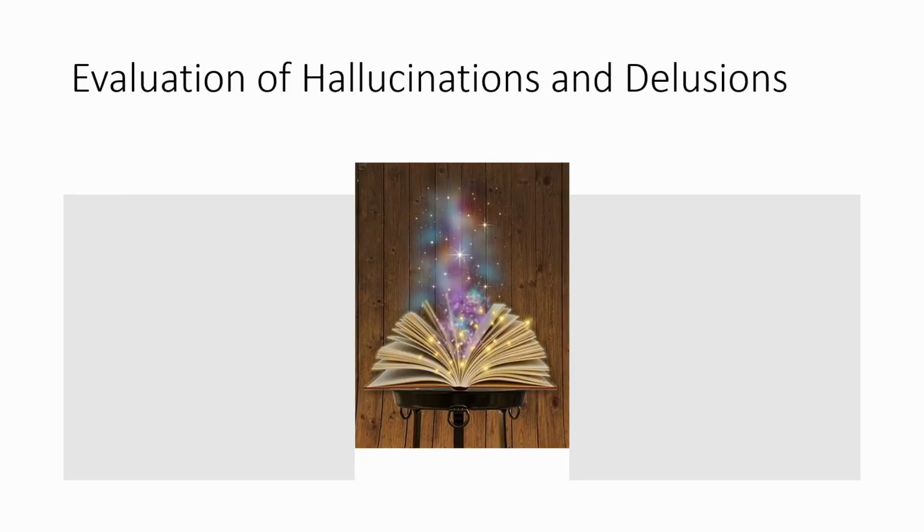Now that you know the criteria for schizophrenia, you may be wondering, how do I figure out if a patient is experiencing hallucinations or delusions? This is where the psychiatric interview, observation of the patient's behavior, and collateral information is important.